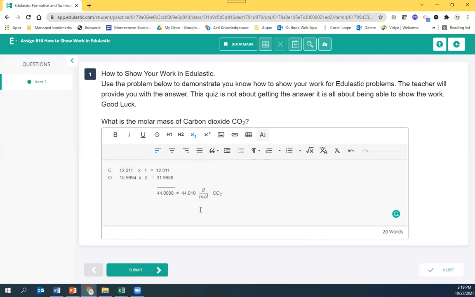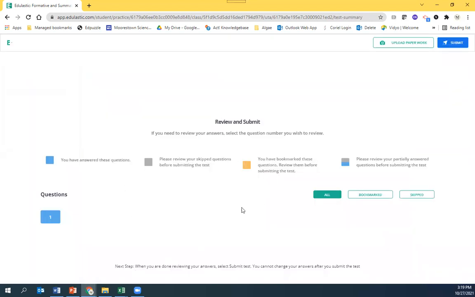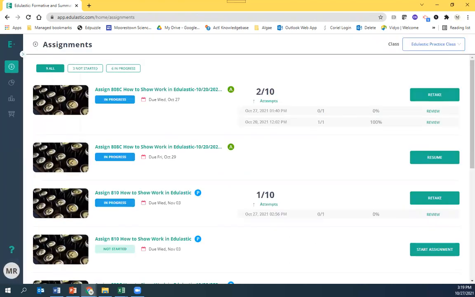Now, but before you finish, you need to submit this. So hit the submit bar. Then you have to hit the submit bar again because Edulastic brings you to this screen that enables you to review your work before your final submission. So when you click here in the final submission, all right, you should be all set.